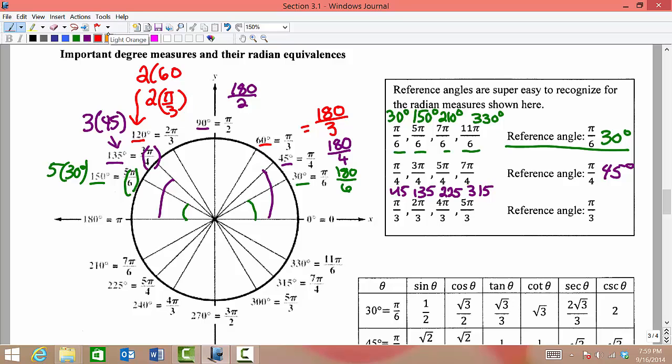And 60 degrees, same thing. Pi over 3 is 60 degrees. 2 times 60 is 120. 4 times 60 would be 240. 5 times 60 would be 300 degrees. So our 60 degree reference angle family in terms of radians now would be called the pi over 3 reference angle family.